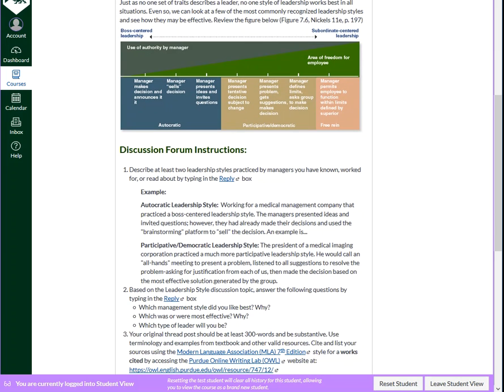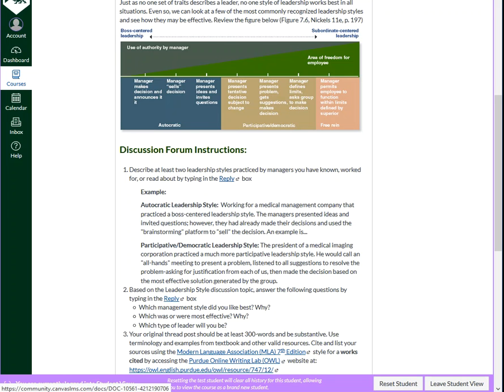In the discussion forum, your task is to describe at least 2 leadership styles practiced by managers that you have either known, worked for, or even read about. In order to answer this discussion forum, you will click the reply box and enter the information there.